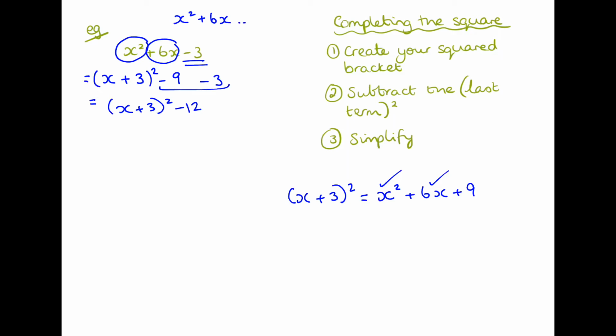Okay, so I'm going to show you that if we multiplied this out, that we would indeed get our x squared plus 6x minus 3. Okay, so multiplying out the squared bracket here, you get the first thing squared, times these together, that's 3x and double it, so plus 6x. You would get a plus 9, and then on the end here as well, you've got minus 12. So altogether, that would be x squared plus 6x minus 3. And that is what we were aiming at.